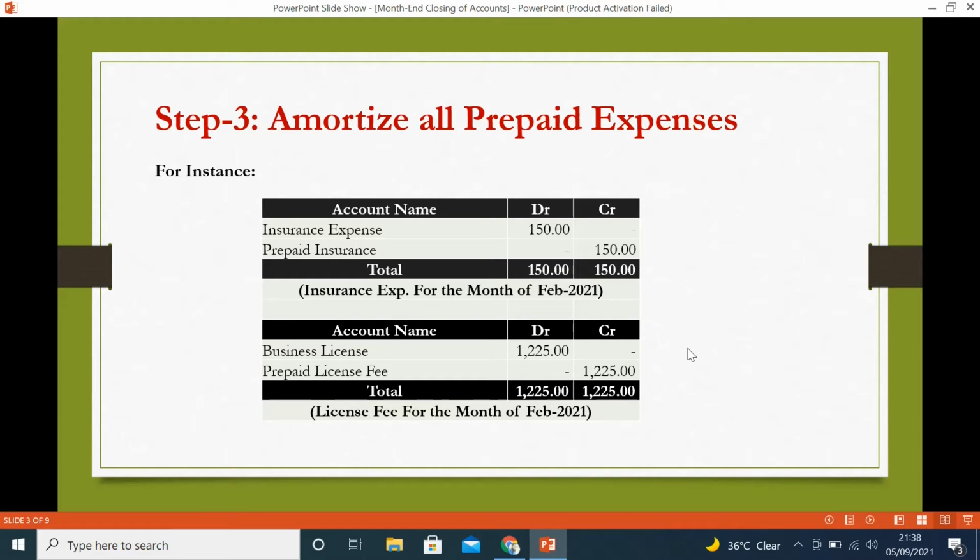Similarly, we have the business license fee for the year. So what we did, we divided the total figure with the number of months, and then we got this figure 1225. So every month we need to record in our books of month that this expense belongs to the previous period, okay, previous month. Business license expense we will make it debit, and prepaid license fee we make it credit. And the narration we give license fee for the month of Feb 2021.